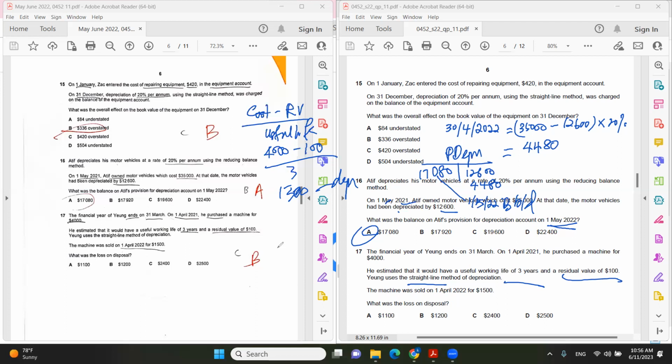So the question is about disposal, so we need to prepare the disposal account. The cost is 4,000. And then the asset was disposed in 2022. He bought it in 2021, which means it's only 1 year, so this 1,300 is only 1 year of depreciation calculation.